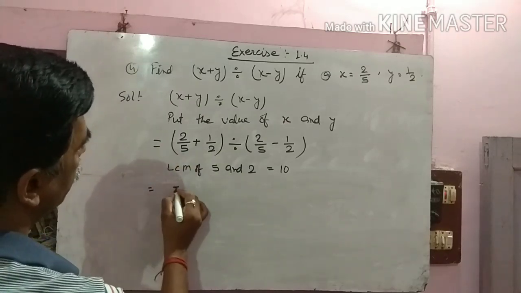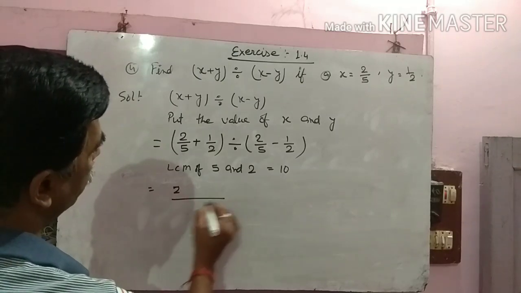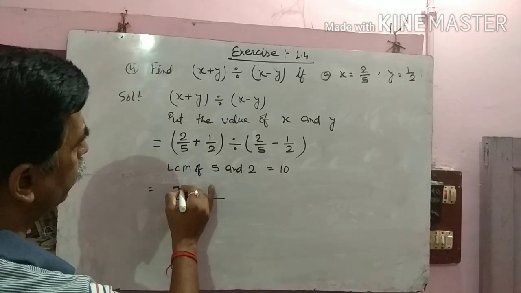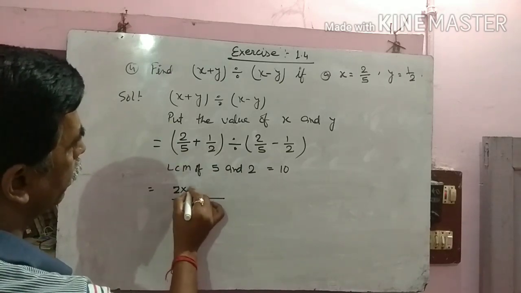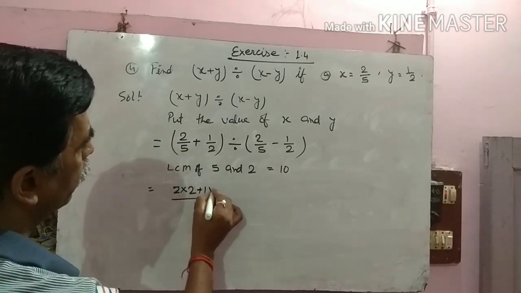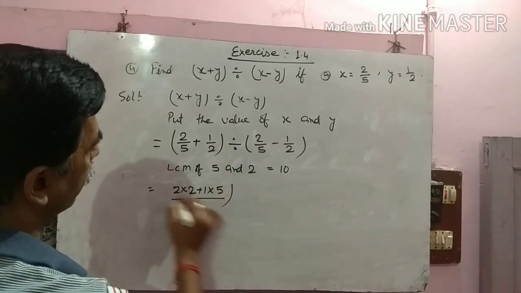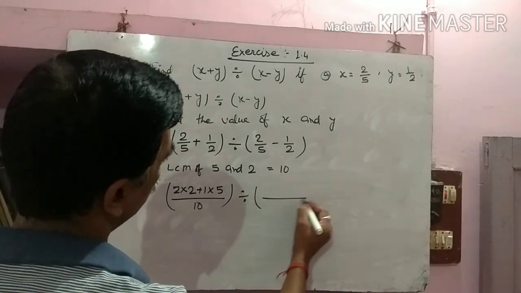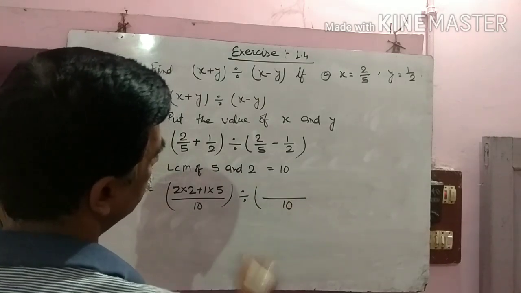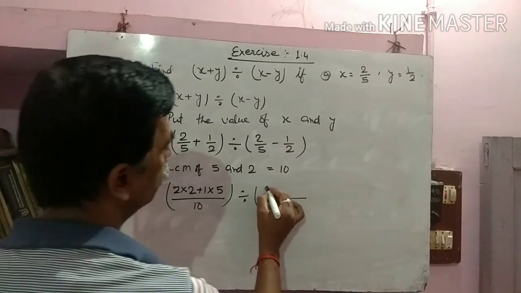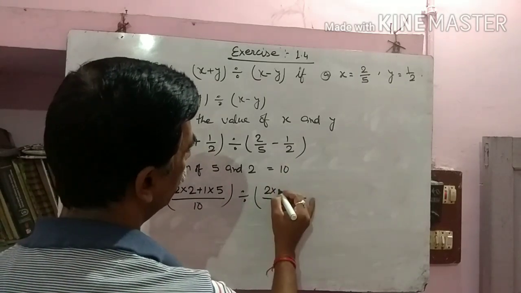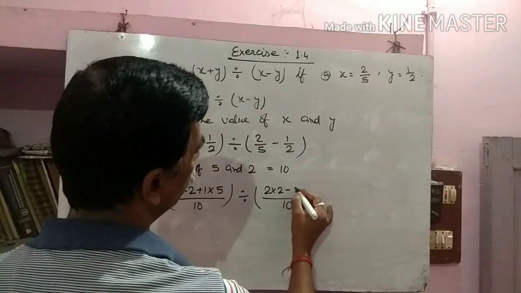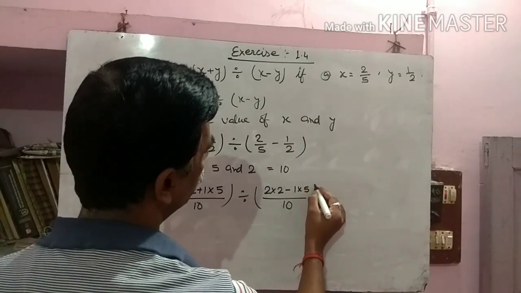So this becomes 2, we have taken the common LCM, which is 10 for these two. So 2 into 5 is 10 plus 1 into 2, 5 2s are 10, divided by the same common denominator as LCM, which is 10. So 2 into 5 is 10 minus 1 into 2, 5 2s are 10.